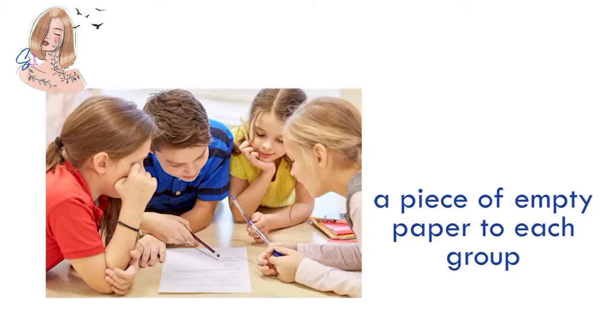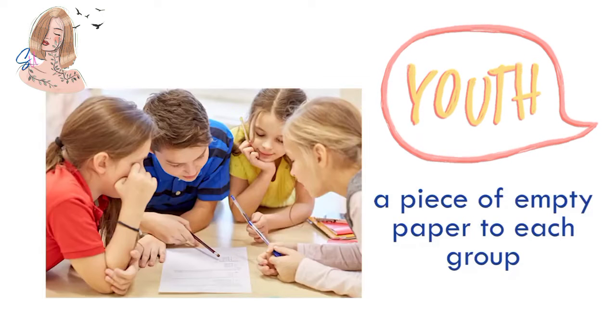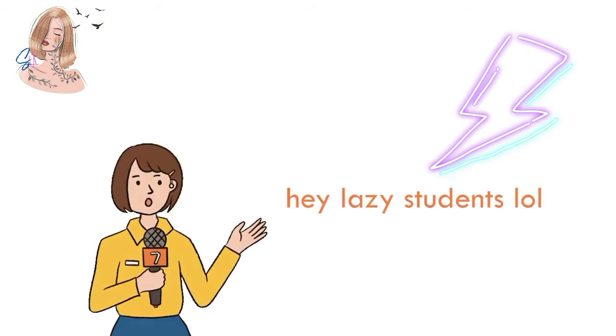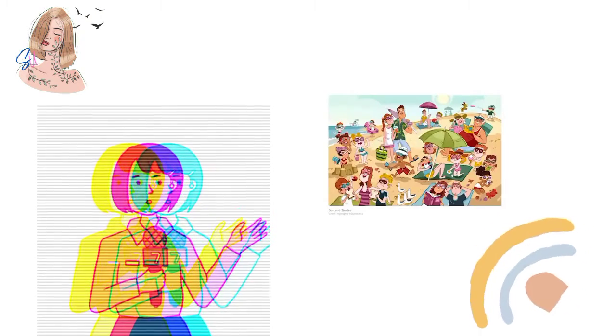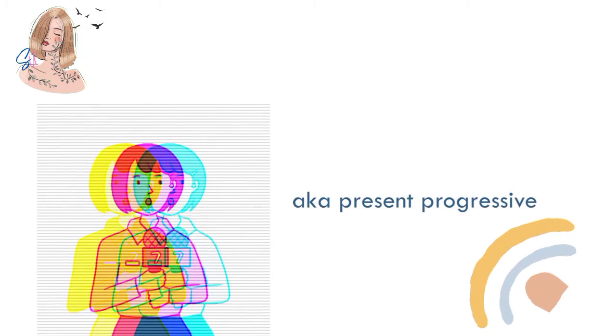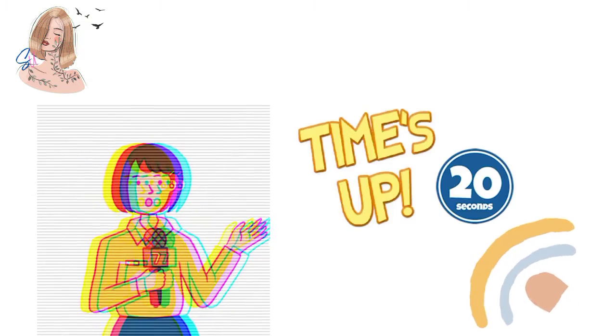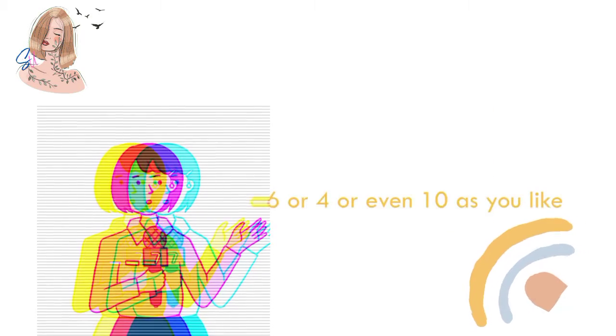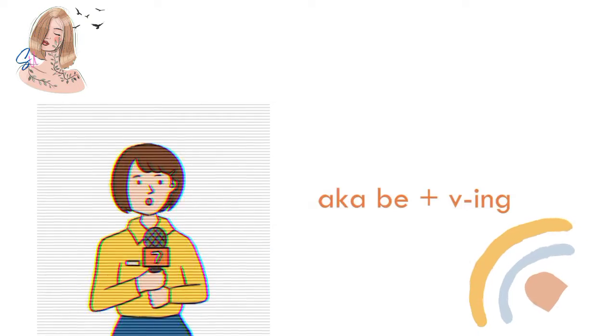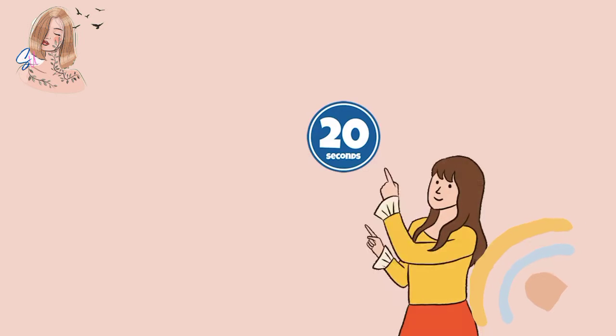Put your lovely students in groups and ask each group to have a piece of paper. Tell them, hey beautiful students, I'm gonna show you a picture for 20 seconds. You and your team members have to remember what the people in this picture are doing. After the 20 seconds are over, you're allowed just then to start writing 6 sentences describing what you have seen using the present progressive on that piece of paper you have.